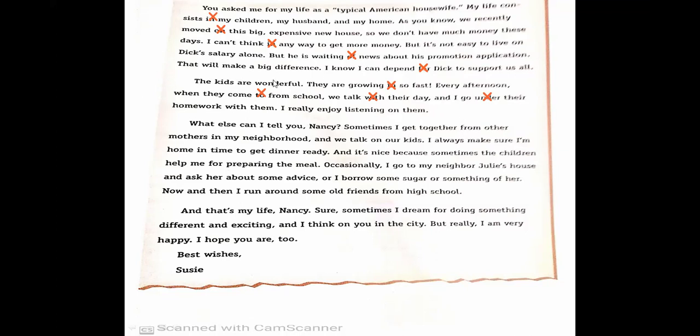Okay, it says here that kids are wonderful. They are growing up so fast. Every afternoon, when they come back from school, we talk about their day and I go over their homework with them. It means I check the homework with them, okay? I really enjoy listening. Yes, Muhammad? Two of them, we'll remove "on". Yes, "on" to will be "listening to". Thanks so much, Muhammad. Well done.